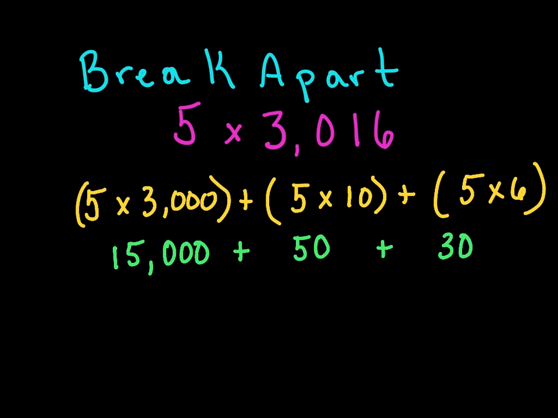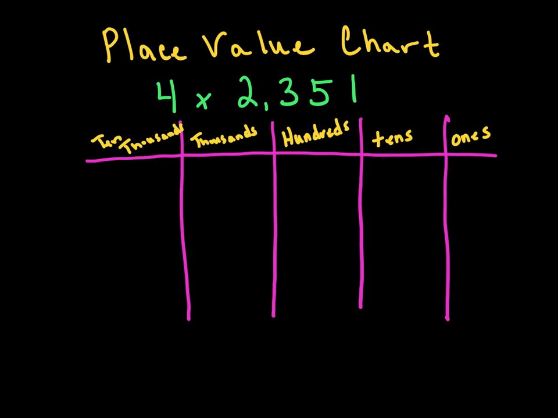We've got 15,000, nothing in the hundreds, and we have 50 plus 30 is 80. So the break apart, the product to this is 15,080.